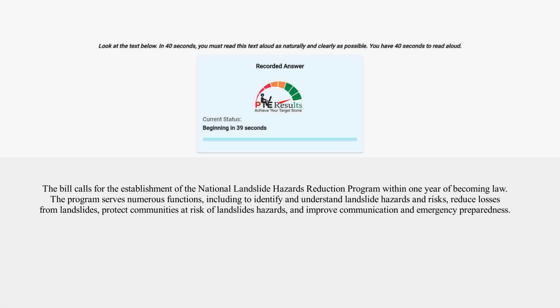The bill calls for the establishment of the National Landslide Hazards Reduction Program within 1 year of becoming law. The program serves numerous functions, including to identify and understand landslide hazards and risks, reduce losses from landslides, protect communities at risk of landslide hazards, and improve communication and emergency preparedness.